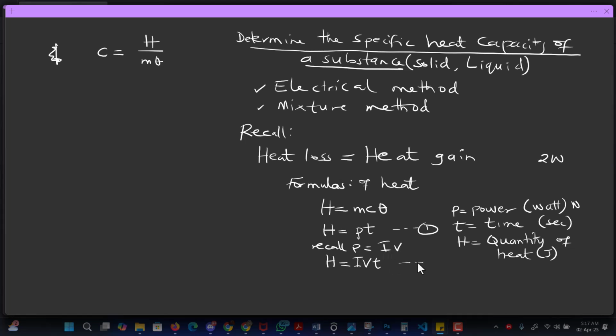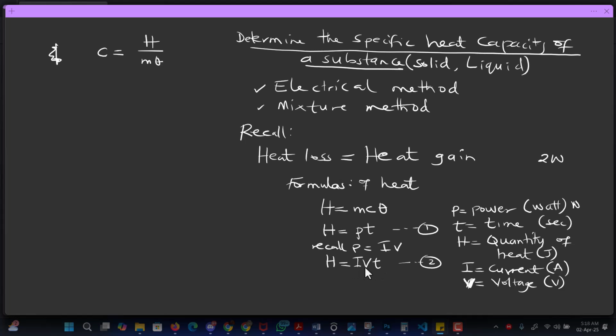So this is another formula, whereby I is known as your electric current, and the SI unit for electric current is ampere, represented as A. V is called your voltage, and the SI unit for voltage is the volt. T still remains your time, and H still remains your quantity of heat, which is also in joules.